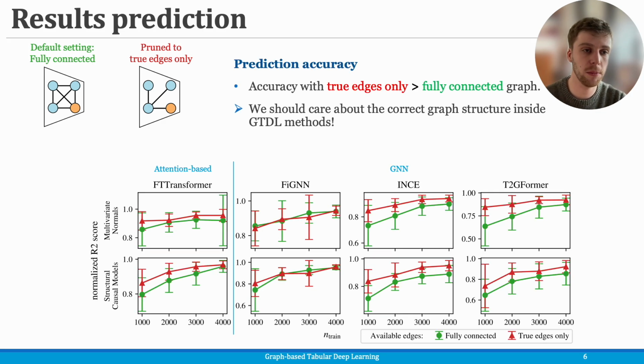So here you see a similar graph, but now on the y-axis, we've got the normalized R-square score. In green, you see the default setting, that of a fully connected graph. In red, you see the case where we prune the graph to the true edges only. You can see that in basically most of the cases, you get better performance when you mask the graph to the true edges only. So from this, you can take away that we should care about the correct graph structure inside these GDTL methods.